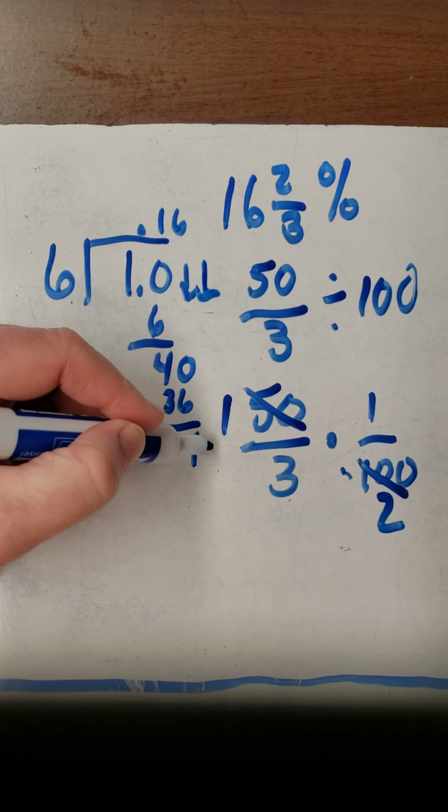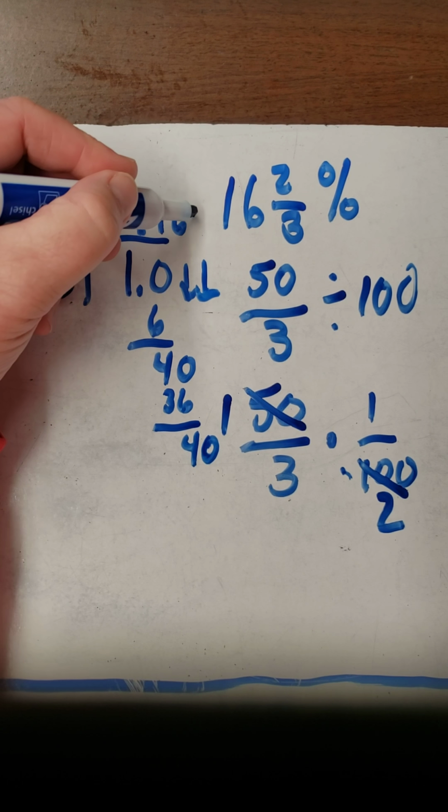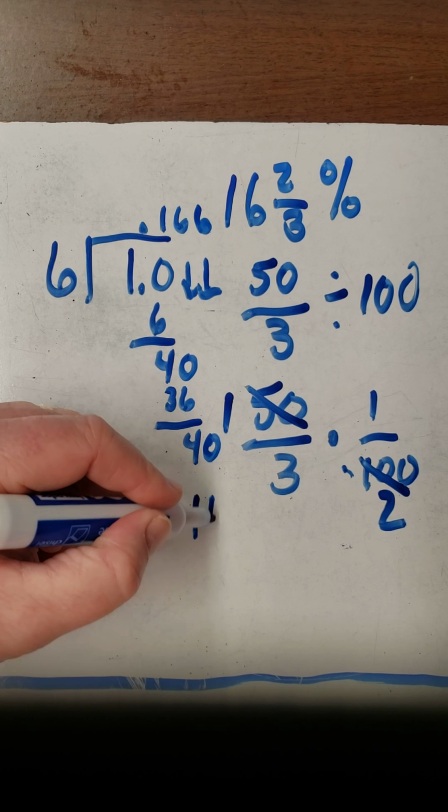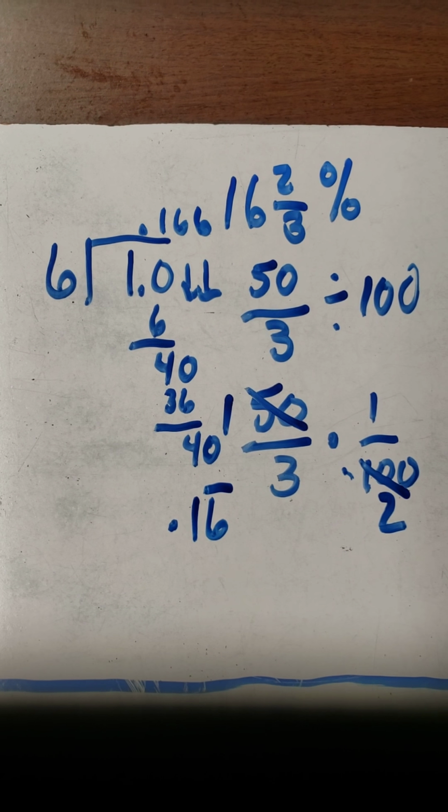Bring down another 0. It's going to be repeating the 6's. Okay, so your decimal here is 0.16 with a line over the 6.